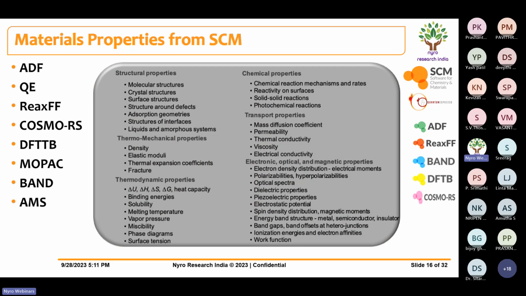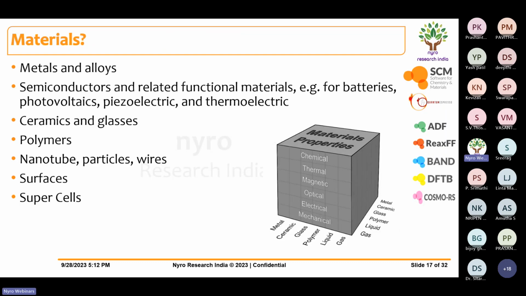And these are the material properties which we can focus on with the help of this interface or this software. So it covers structural properties, some thermomechanical properties, thermodynamic properties, which can be calculated using COSMO-RS, then the chemical properties, transport properties, and electronic, optical, and magnetic properties. So today we will discuss the optical properties with the help of the time-dependent current DFT methodology. So I will just go to the software.